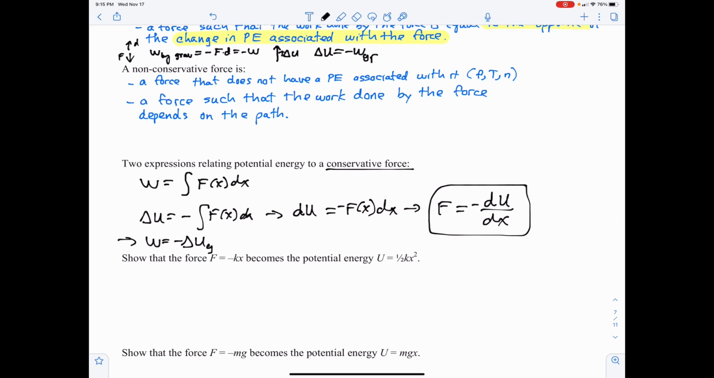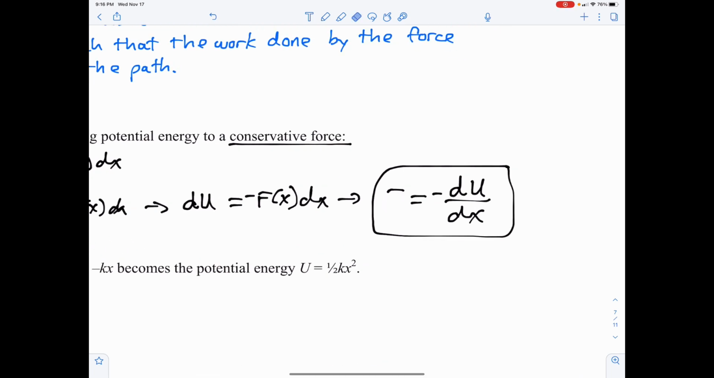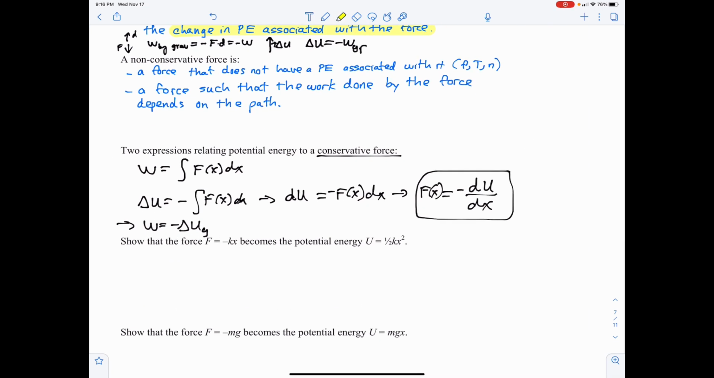So we have a way of getting the force function from the potential energy function, and the potential energy function from the force function. So I would put a box around both of these. They're both very useful.